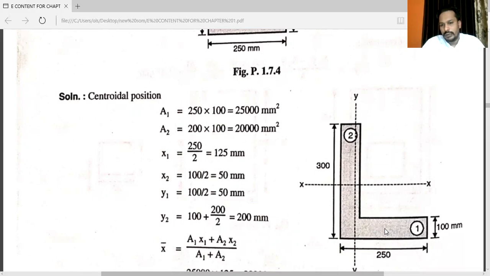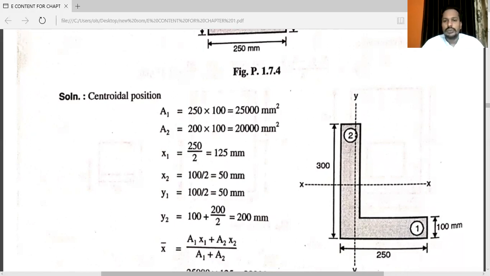So the first point will be here. Please see the cursor location. See, so the x1 will be, the total base is 250. So x1 will be 250 by 2. So the x1 will be 125 mm.